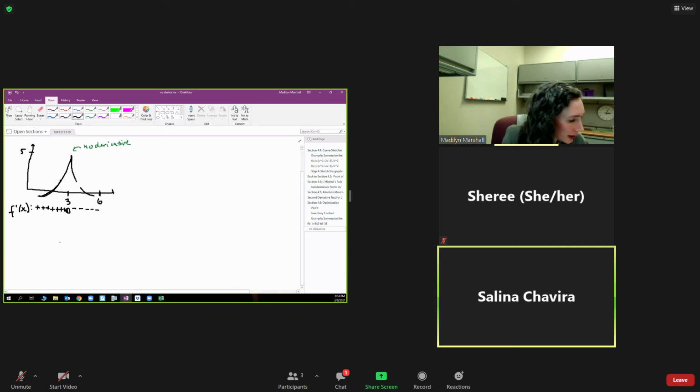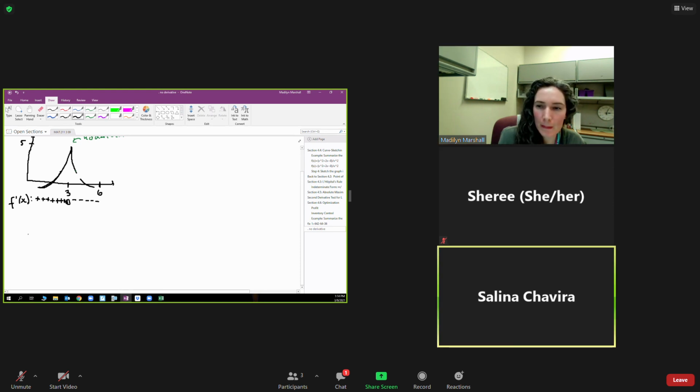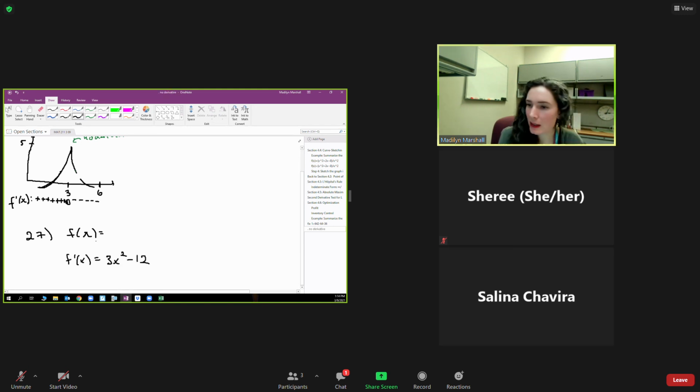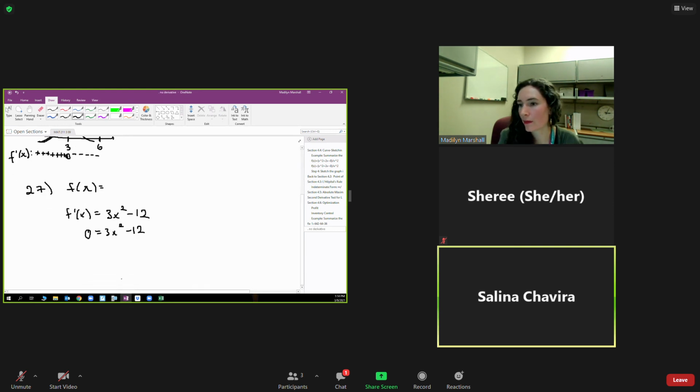Okay. So are you looking at like 27 through 30 on the next page? Yeah. Okay, so was there a particular one or just? Just in general, I tried problem 27 and I found the derivative, which was f prime of x equals 3x squared minus 12. Yes. And then I set it equal to 0 to find the critical numbers. And then I got x equals -2 and +2.